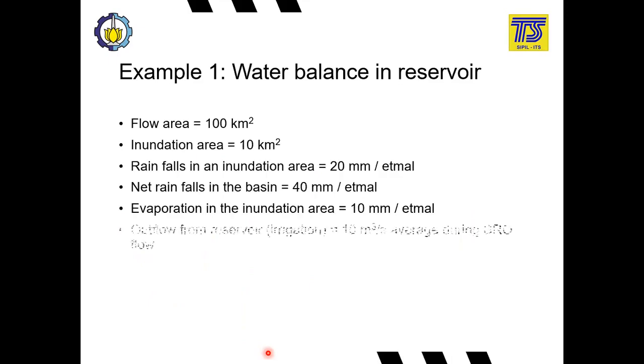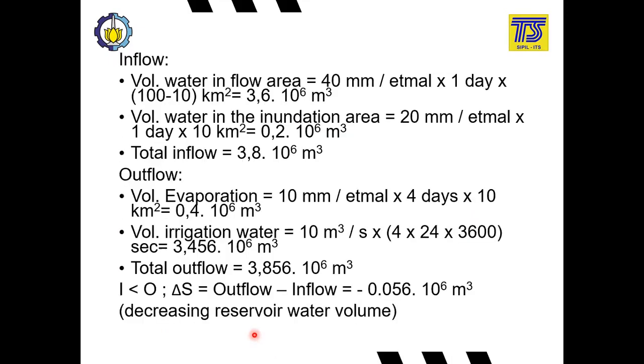So here we can calculate the inflow. The volume of water in the flow area, the area of 100 minus 10, of course, because 10 is the inundation area. We also calculate the volume of water in the inundation area, the smaller part of the area, the 10 square kilometers, which has lower rainfall than the bigger area. And we have the total inflow of 3.8 multiplied by 10 to the power of 6 cubic meters. Here we have an inflow of 3.8 million cubic meters.